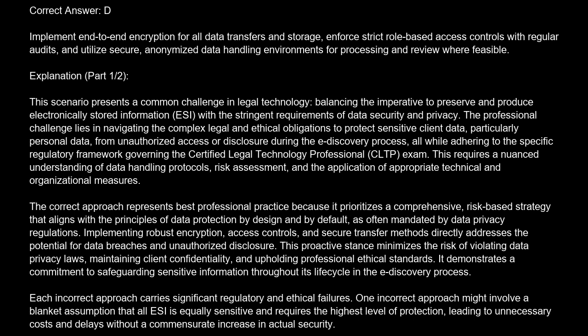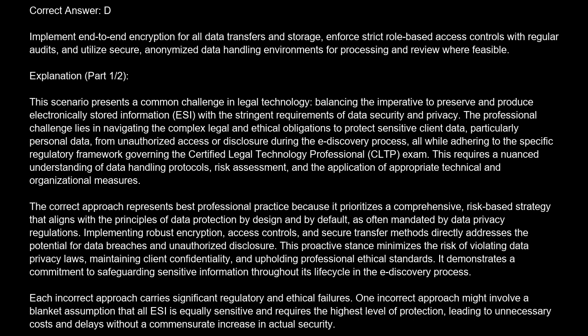Explanation. This scenario presents a common challenge in legal technology, balancing the imperative to preserve and produce electronically stored information (ESI) with the stringent requirements of data security and privacy. The professional challenge lies in navigating the complex legal and ethical obligations to protect sensitive client data, particularly personal data, from unauthorized access or disclosure during the e-discovery process, all while adhering to the specific regulatory framework governing the Certified Legal Technology Professional (CLTP) exam. This requires a nuanced understanding of data handling protocols, risk assessment, and the application of appropriate technical and organizational measures.